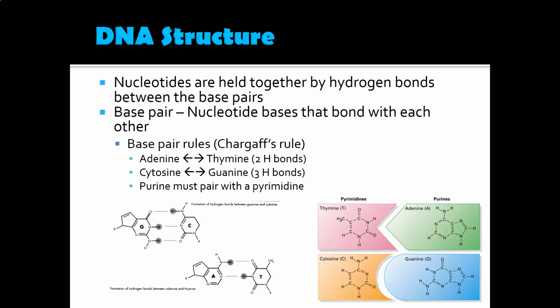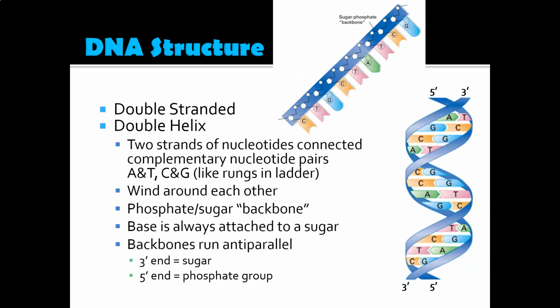All right, but overall, 100 base pairs, 50 of them have to be purines, 50 of them have to be pyrimidines, which means if I know 40 thymines, 40 adenines, that means the other 20 have to be made up of cytosine and guanine. So you can backtrack and figure out, so long as you have one piece of information, you can figure out the rest.